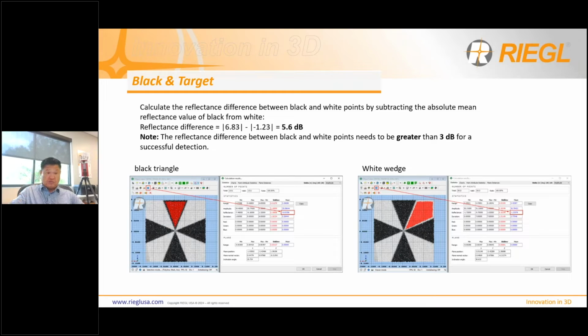You can round. It's displayed in 6 digits after the decimal, so you can just round to 2 decimals, which is fine. And then on the right-hand side, you can see the white, and now you just select the white only, and then look at the values. So you take those 2 values, you subtract the black from the white, and if it's greater than 3 dB, you should be able to use it, or the AI should be able to detect it automatically.